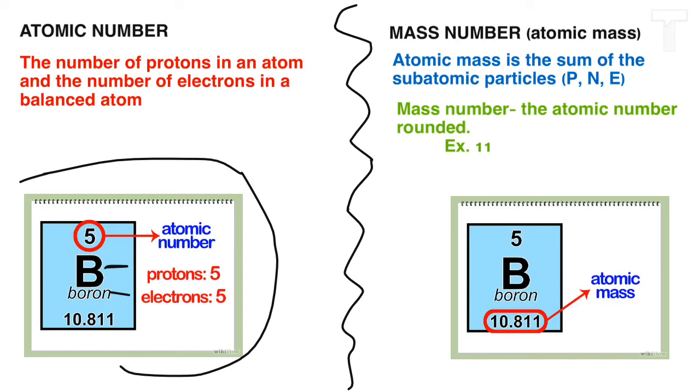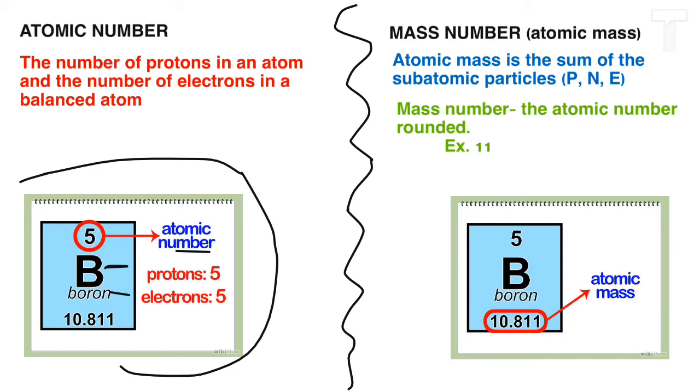That top number is called the atomic number. That's just the number of protons in the atom, or the number of electrons in the atom if it's balanced. And in 8th grade, everything is balanced, okay? All of these are balanced. So boron here has 5 as its atomic number. Therefore, it has 5 electrons and 5 protons.